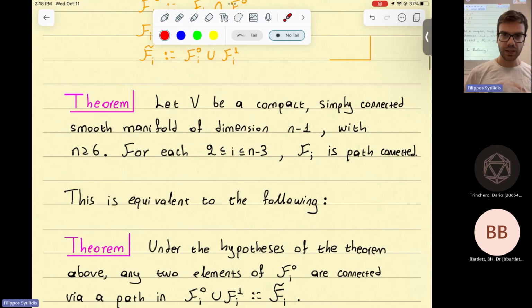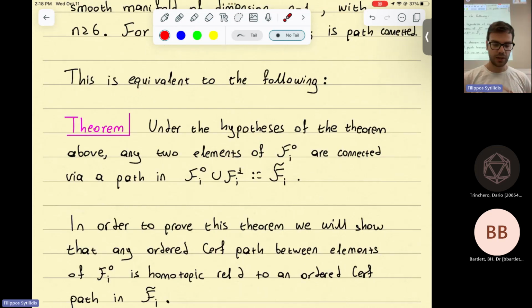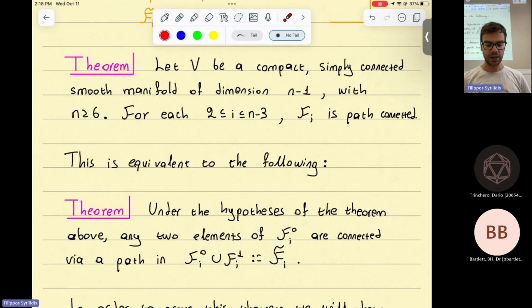And this is equivalent to the following. Let me put them one next to each other. Under the above hypotheses, I'm keeping the hypotheses the same. If you give me any two excellent Morse functions that live in F_I, they are going to be connected via a path which lives in F tilde sub I.